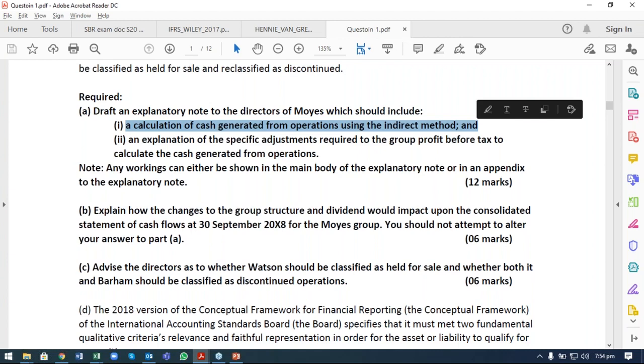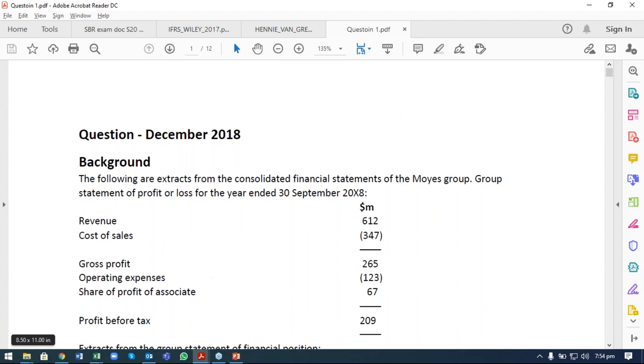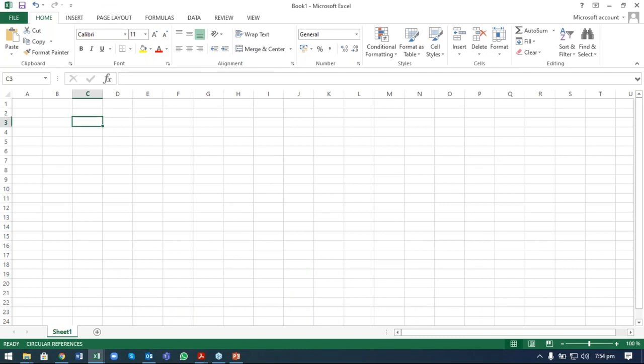So the starting point for the cash flows would be what? We need to make sure that it should be the profit before tax. If there is profit before tax given in the question, yes, we have profit before tax. That's the value of 209. So cash flows from operations.